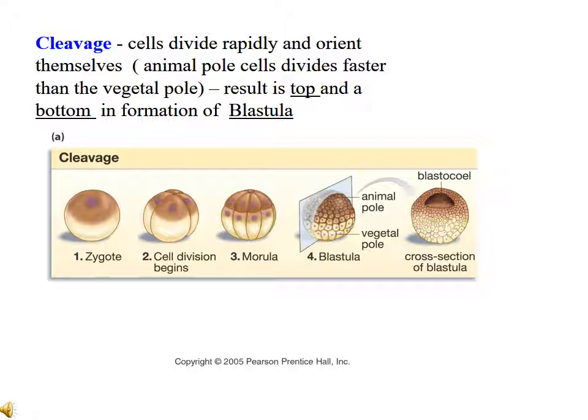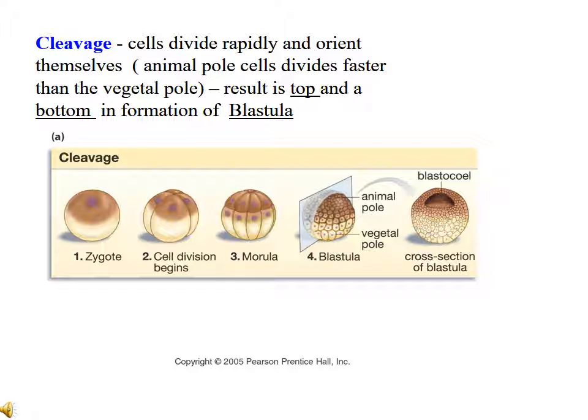The first part of embryonic development is cleavage. After the zygote is formed, the new cell starts to divide. We call this cleavage. It will start to divide very, very rapidly to form the morula, which is a package of cells, and then it will continue to divide to form a package of cells called the blastula, which will have a hollow, fluid-filled package of cells.